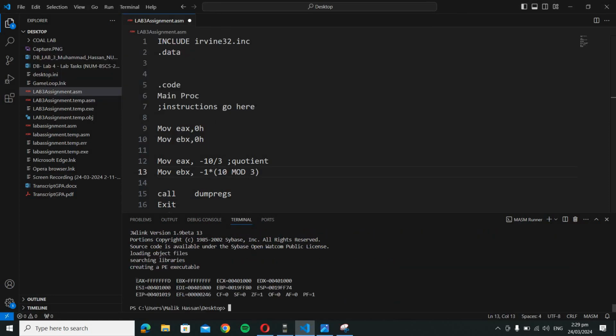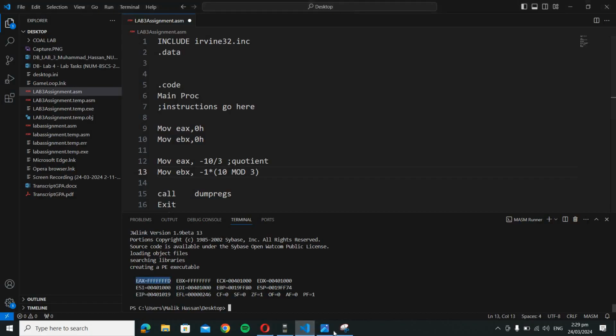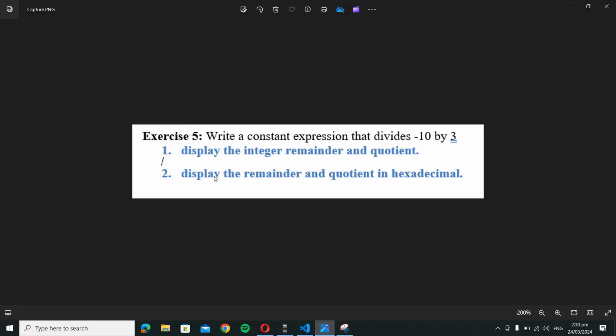Here we get the answer of our quotient as FFFFFFFD, and in EBX we store our remainder, FFFFFFFF. So it is a hexadecimal value. Let us check that it is hexadecimal. The quotient will be minus 3. So here we have the exact answer, and the remainder is minus 1. Yes, our answers are correct. According to the question, our second part is cleared.